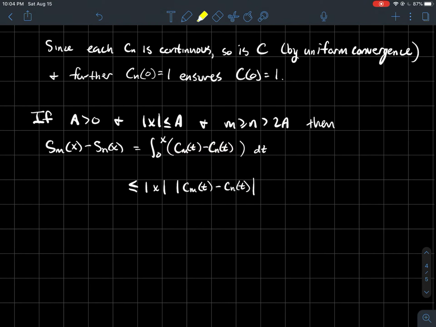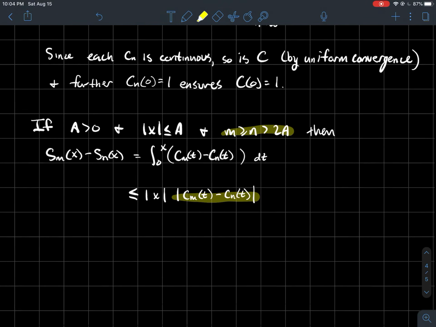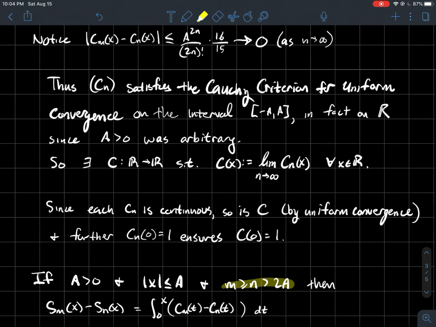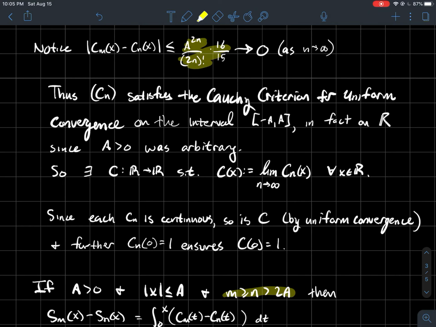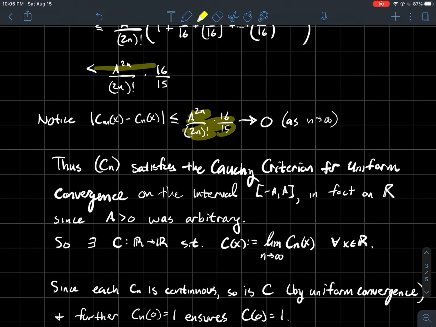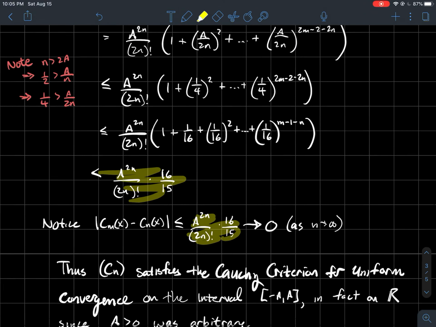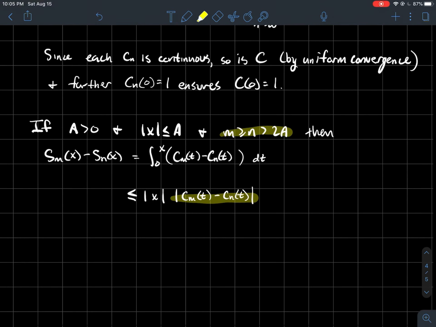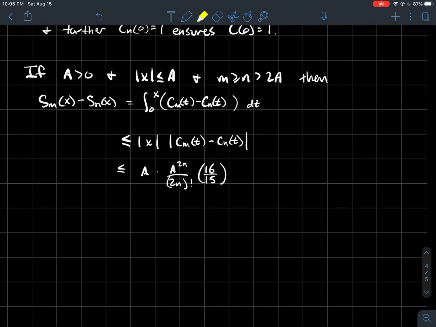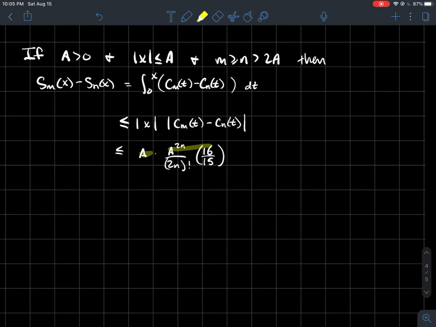Now let's see what we can say about that. Well, absolute value of x is less than or equal to a. And I know that this, if m and n are this large, we just showed that that was less than this goofy quantity, a to the 2n over 2n factorial times 16/15, right? That was the point of all this work up here. So I'm just going to copy paste that. So we already did all the hard work for this part. So this is less than or equal to a times this stuff.